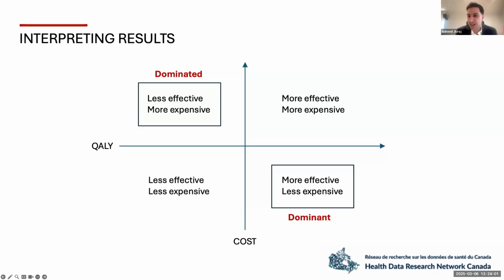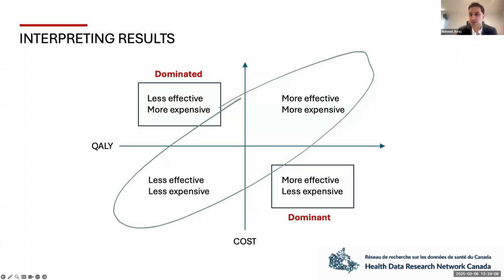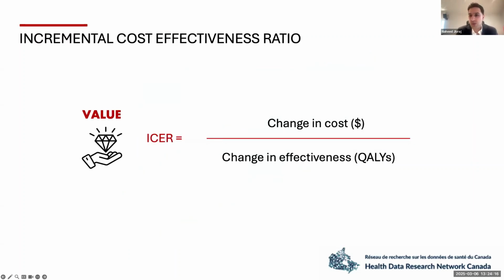If it is less effective and more expensive, then we probably shouldn't be using it. But where it's most interesting is if it's more expensive and more effective, or less effective and less expensive. And in this context, when we're in this in-between where cost and effectiveness are going in the same direction, we have to consider how much different the costs are compared to how much different the effectiveness is. And that's something known as the incremental cost effectiveness ratio.